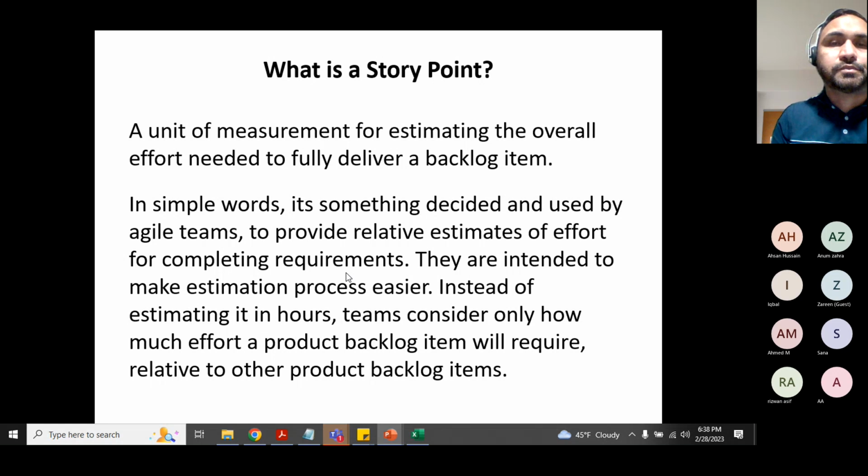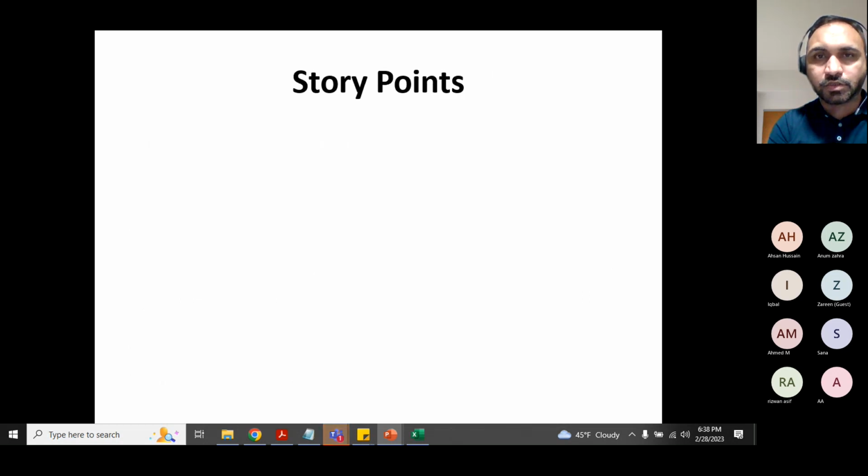Coming back to the points. In simple words, wherever you measure something, you need a measuring unit, right? So here in Agile Scrum, simply, we are using story points to measure. That's it. Nothing complex. Yes, later there are some complex practices that we adapt that we can consider to provide our estimates. That is our next slide.